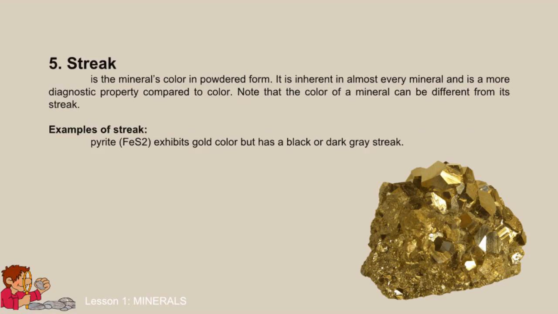Next, streak. Streak is the mineral's color in powdered form. It is inherent in almost every mineral and is a more diagnostic property compared to color. Note that the color of a mineral can be different from its streak. Examples of streak: pyrite exhibits a gold color but has a black or dark gray streak. The crystal's form also defines the relative growth of the crystal in 3 dimensions, which include the crystal's length, width and height.